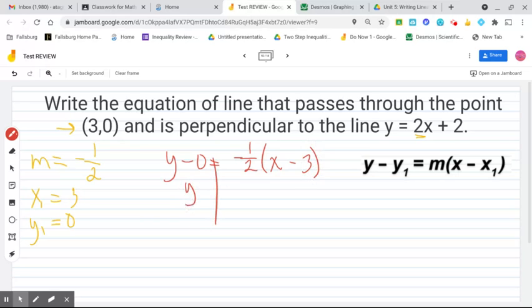y minus 0 is just y. And let's distribute. Negative 1/2 times x is negative 1/2 x. Negative times negative becomes positive, and half of 3 is 3/2. So y equals negative 1/2 x plus 3/2 is our final equation of a line that's perpendicular to the y equals 2x plus 2 and also passes through the point (3, 0).